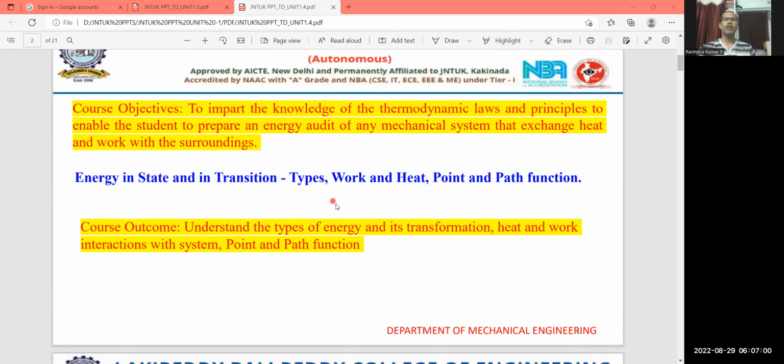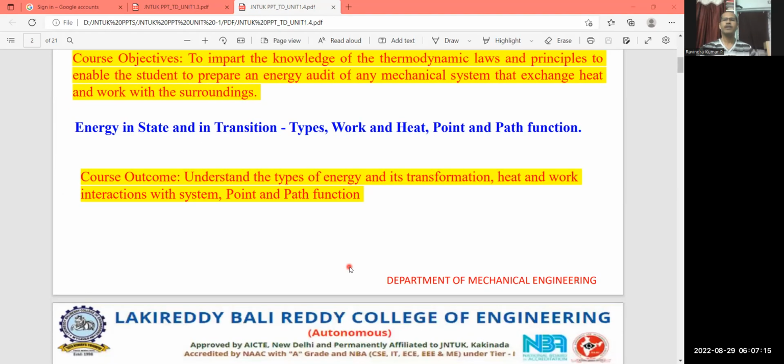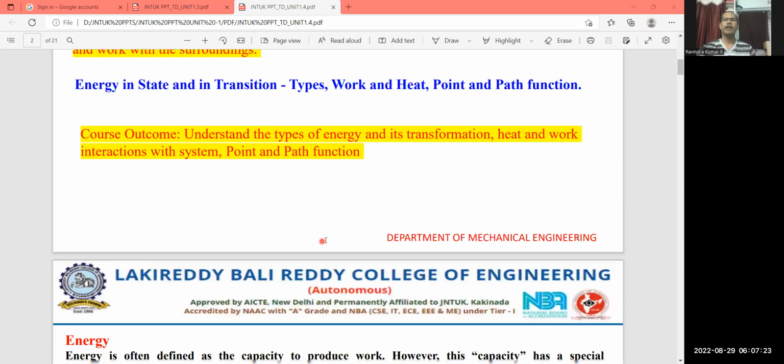So now, what is the course outcome from this particular content? The course outcome is that students are going to be able to understand the types of energy and its transformations, heat and work interactions with the system, point and path function. So how these are connected to the heat and work. This is the outcome from this particular content.